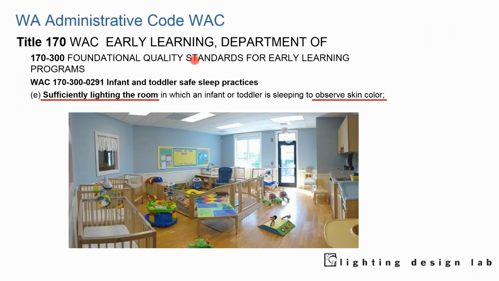Here's another one, for early learning, on toddler and infant sleep practices. Sufficient lighting in the room in which an infant or toddler is sleeping to observe skin color, right? So they want to see if one of these little kids is maybe turning blue or something. So it can't be so dim that they can't be observed. I thought that was interesting. It doesn't really say what that number is, though. So again, it's a little bit vague.